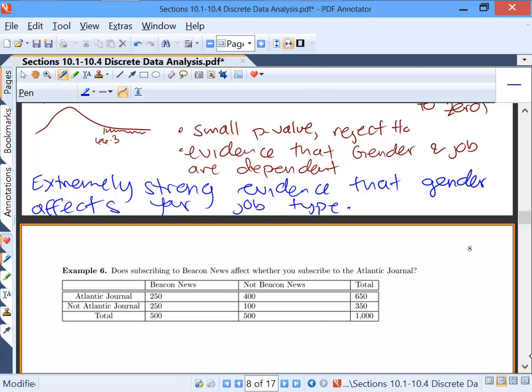So this next problem asks, does subscribing to the Beacon News affect whether or not you subscribe to the Atlantic Journal? Now when you read this, it doesn't say do a chi-square test of independence, but when you see does something affect the other thing, that should make you think that you want to know if they are independent or dependent.